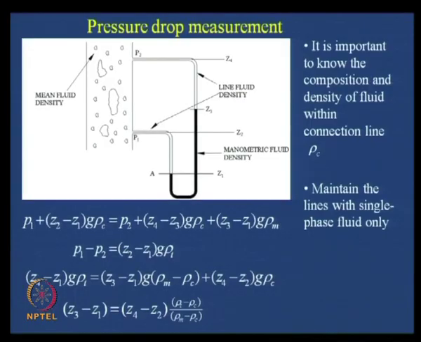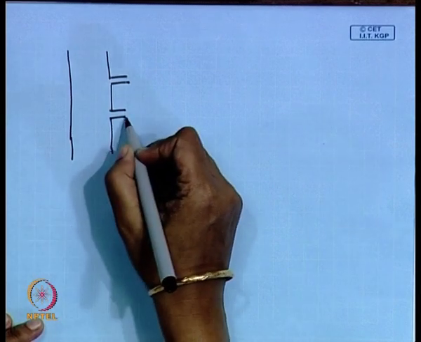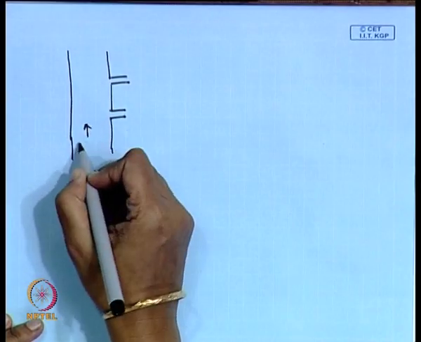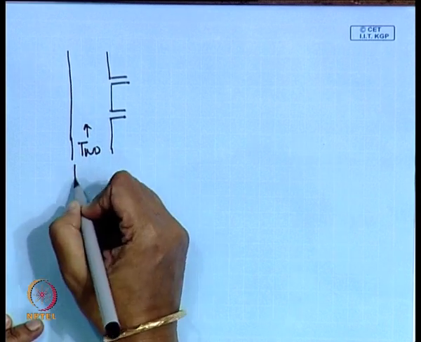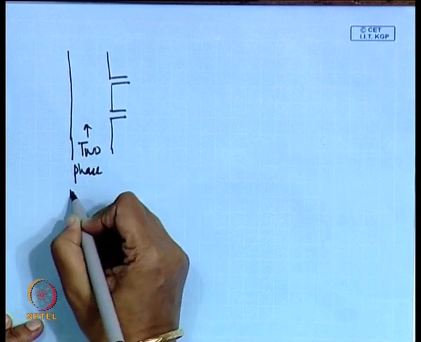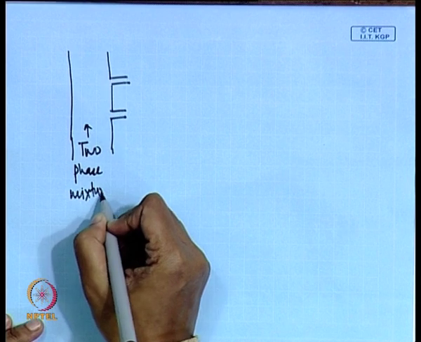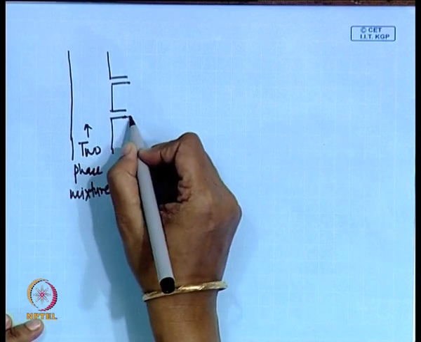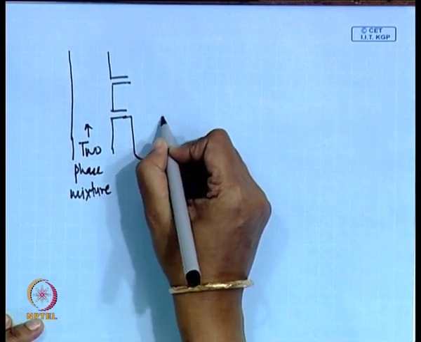Now, I would like to redraw the figure once, it will be clear to you in that case. So, in this particular case a two phase mixture is flowing. Okay? It is a two phase mixture which is flowing. Now, this is connected to a manometer line.